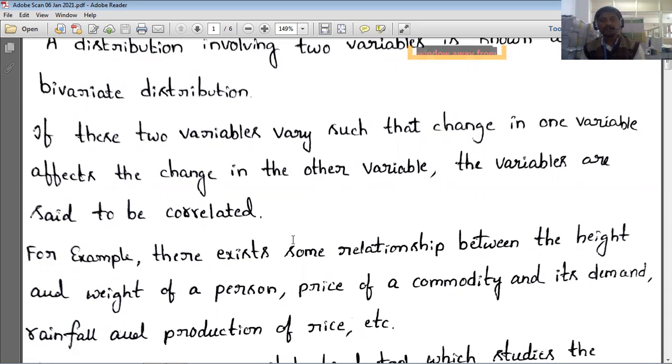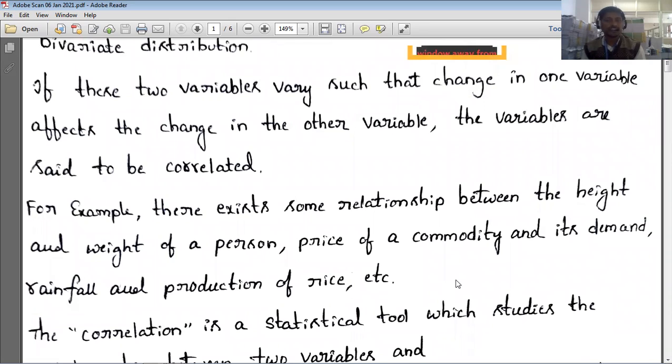Based on the age, we'll say the height and weight of a person. In the same way, the price of a commodity and its demand: based on the price, it demands. If the price is increasing, obviously demand may be reduced, or if the price is decreasing, demand may increase, like that. And rainfall and production of rice: based on the rainfall, the rice will be produced in that particular field. All of these we say are correlated.